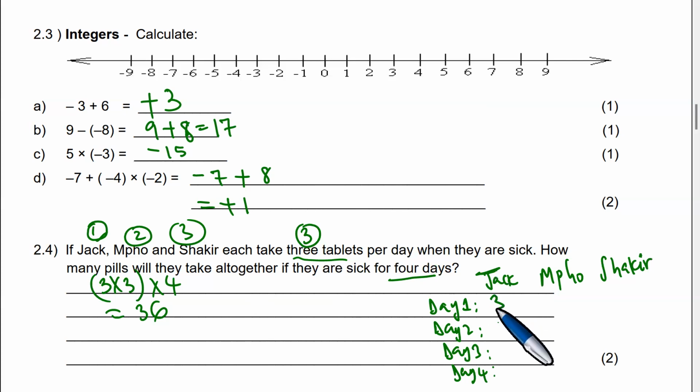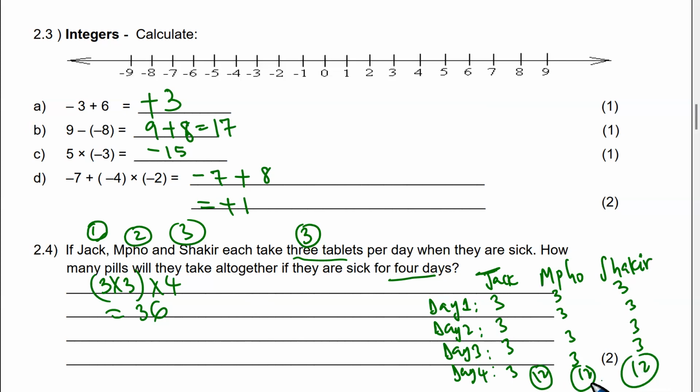Day one is going to take 3. Day two, 3. Day three, 3. And day four, 3 pills. And Paul, day one is going to take 3. Day two is going to take 3. Day three is going to take 3. Day four is going to take 3. Shakir is going to take 3. Day one is going to take 3. Day two is going to take 3. So this in the end is 3, 6, 9, 12. So which is 12, 12, 12. And 12 plus 12 plus 12 is what? 36.